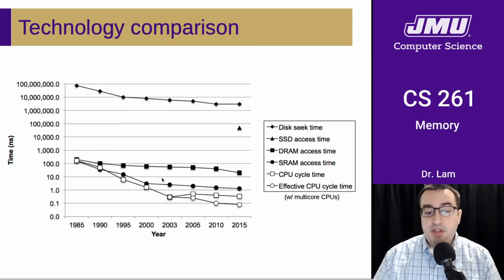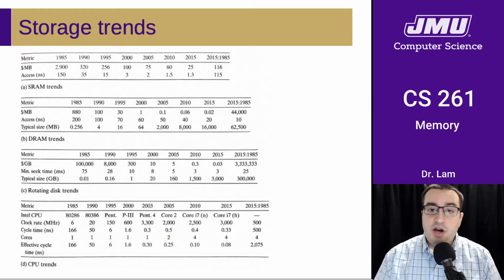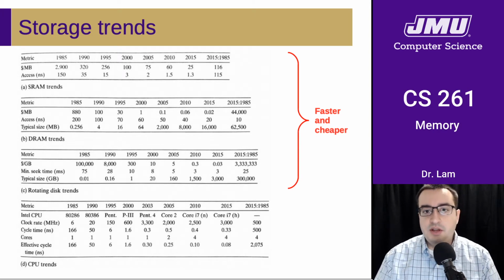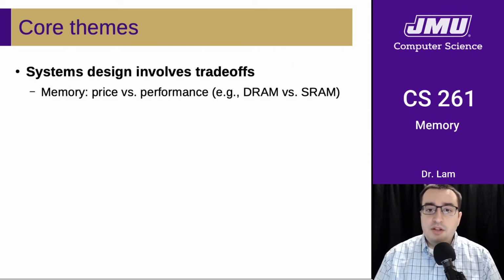And then you can see the DRAM and the SRAM times here towards the bottom, and you can see just how much faster these technologies are than the secondary storage technologies. Your textbook also has a table of trends over time, and I would encourage you to read through this and just be aware of how much engineering effort has gone into these things over the past couple decades. And it's really quite amazing how much we've been able to, for instance, reduce the price of these technologies and improve their performance. Okay, so let's wrap this up with a couple of our core themes.